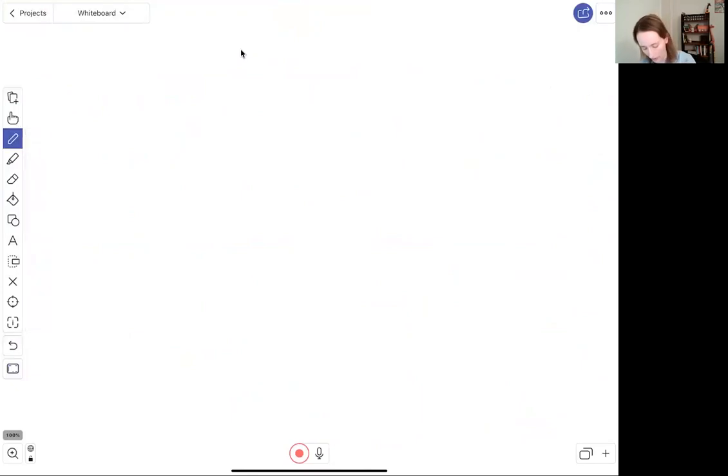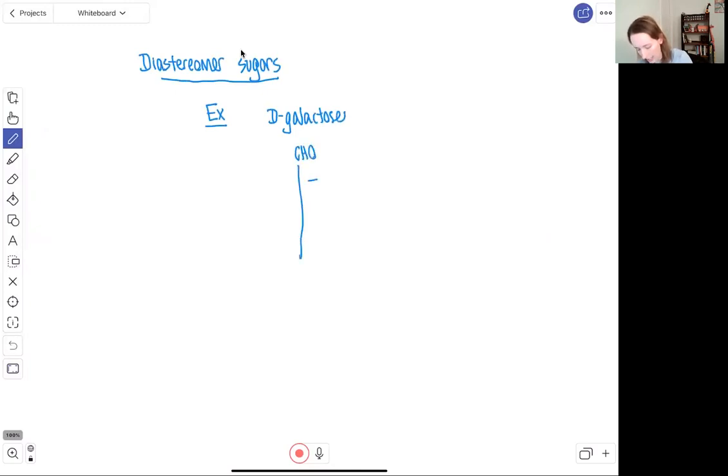So for example, if we were looking at 2 sugars that are diastereomers, an example would be if we took D-galactose, which I will sketch out the structure of here. It is an aldohexose, much like glucose is also an aldohexose with 6 carbon atoms and an aldehyde group there.